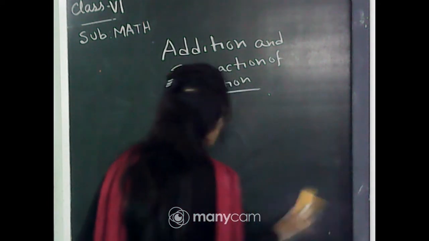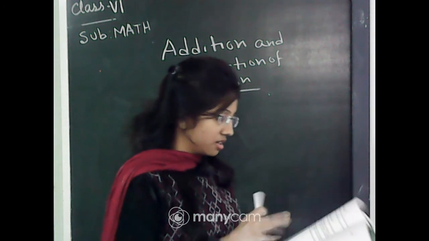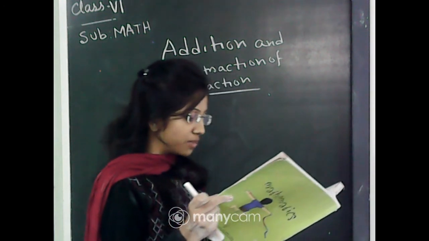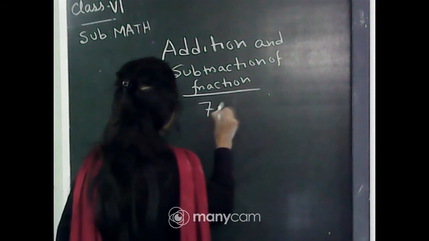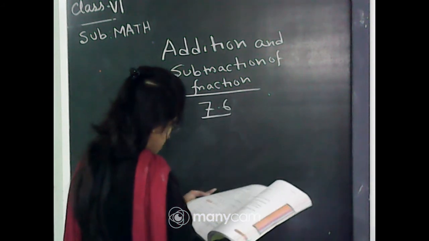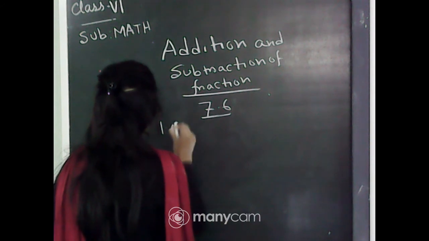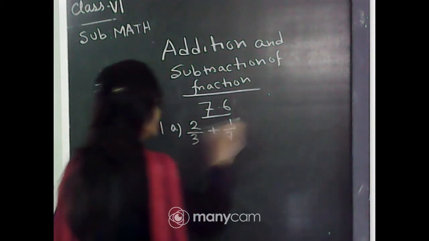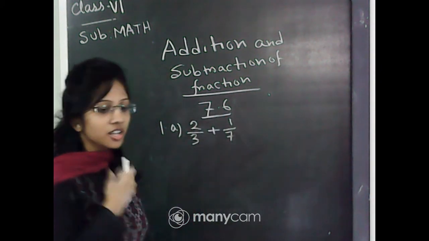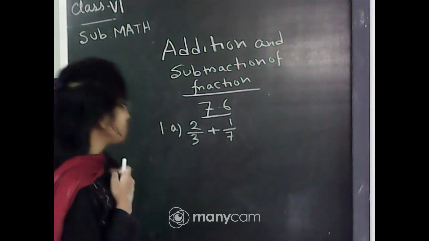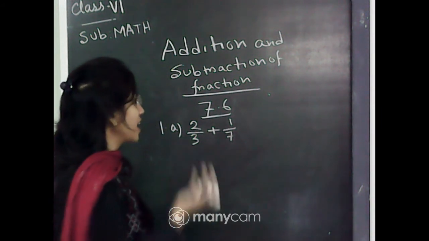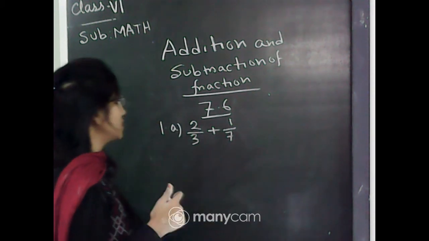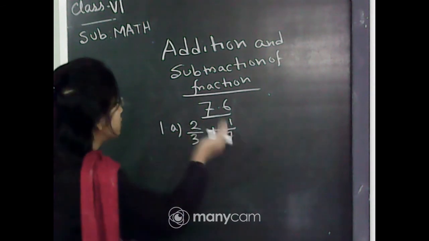Now, we will do the exercise 7.6. Exercise 7.6, question 1a. Two by 3 plus 1 by 7. Now, these are unlike fractions because their denominators are different. Therefore, we need to find the equivalent fractions which have the common denominator, and the common denominator is given by the LCM of 3 and 7.